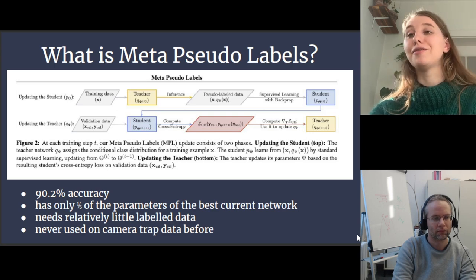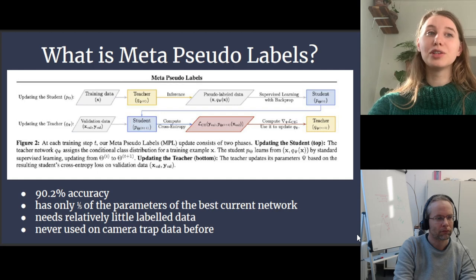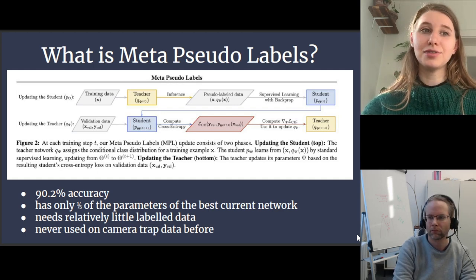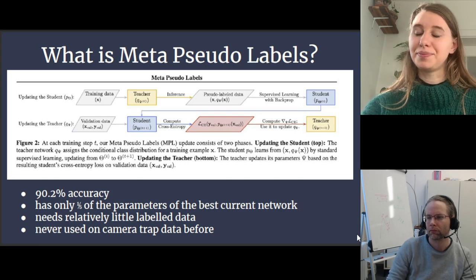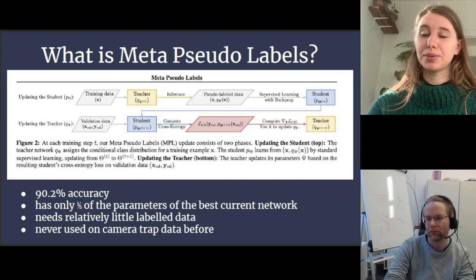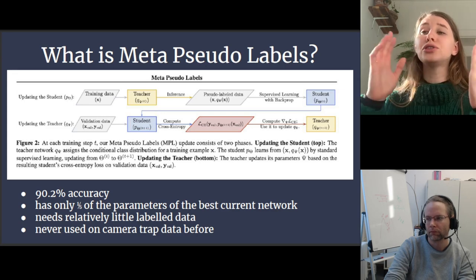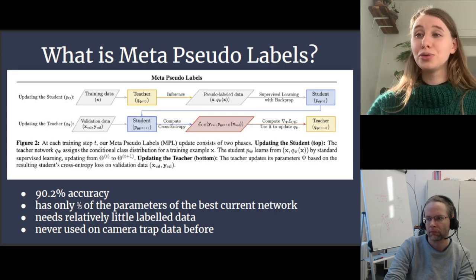And as I said in the very beginning, the ultimate dream goal is to load these models onto the camera traps themselves and have real-time analysis of these images. But if you have huge models that are just too big to load on small mobile camera traps, then this is not possible. So you always have to keep in mind the restrictions you have.